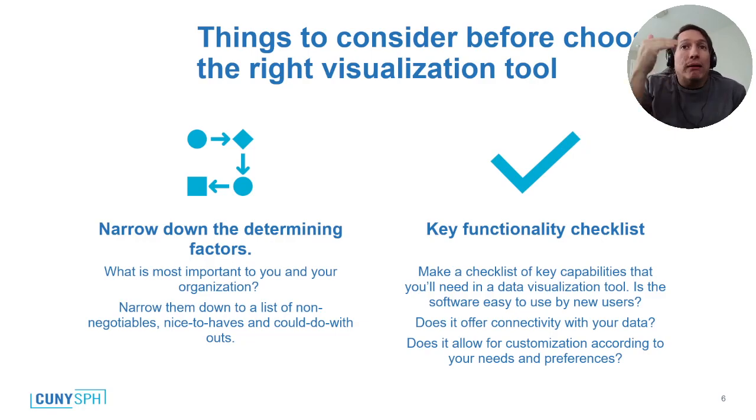Then definitely you need to have this functionality checklist, and you are going to be qualifying that in order to prioritize. And also you are going to look into the functionality that the visualization tool is providing you, to see how it matches your needs with the things that the tool is offering you. Then, is the software easy to use? Can you connect your data easily in the way that you have it? Can you customize things to your needs and preference?